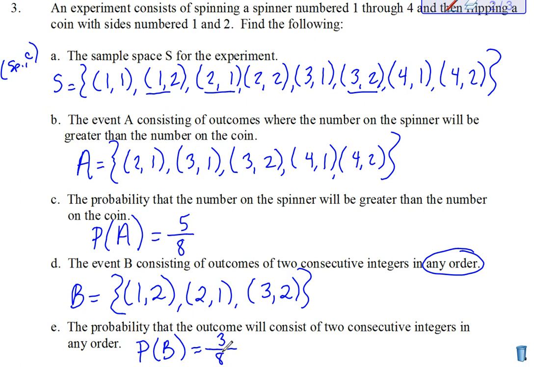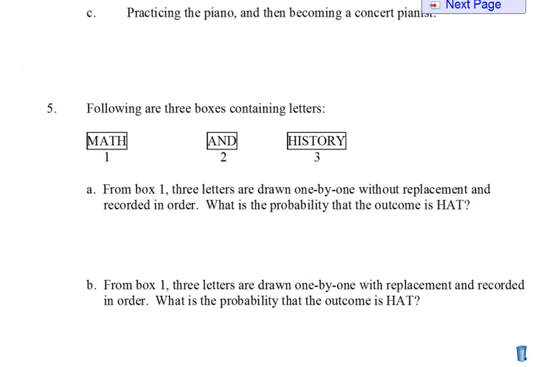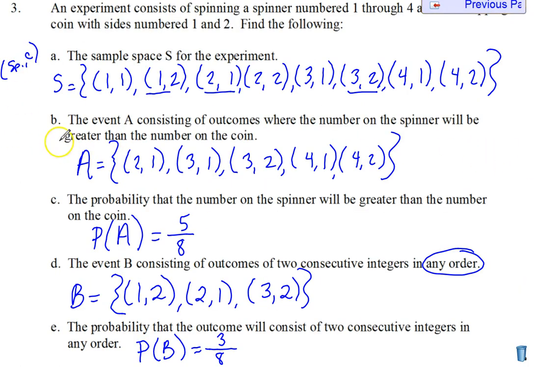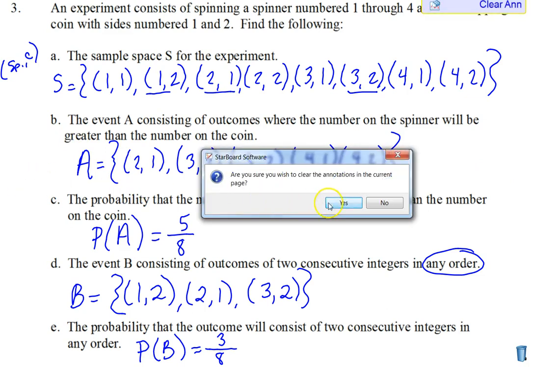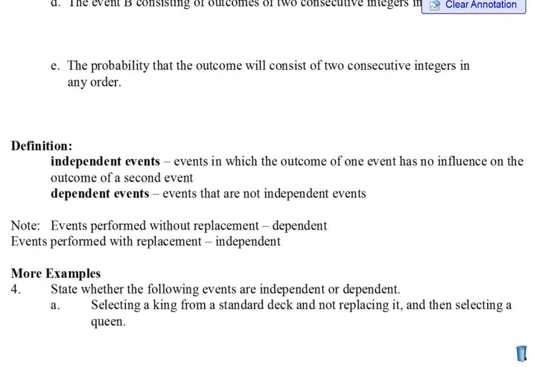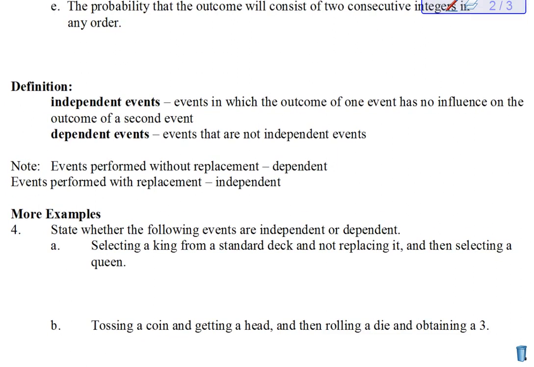Okay, next thing you have in your notes is a couple of definitions. Those definitions are dependent and independent. So let me get back to that. Clear this off. All right, so independent events are events in which the outcome of one event has no influence on the outcome of a second event. So for example, if I spin a spinner and flip a coin, what I get on the spinner has no effect on what I get on the coin. Those are independent events.